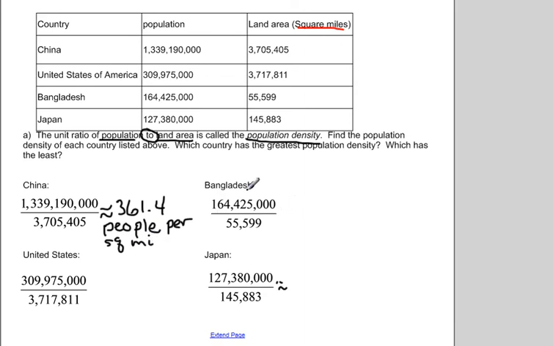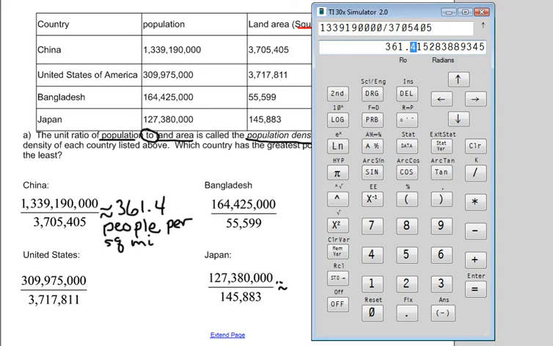Now if we take a look at Bangladesh, let's see how Bangladesh compares to China. So if we pull our calculator up again, and we're going to clear this out. So in Bangladesh, the population is smaller, 164,425,000. And we're going to divide that by the land area. Look how small the land area is, though, just over 55,000 square miles, so 55,599 square miles. And when we do that, we see, oh my goodness, Bangladesh's population density is almost 3,000, so 2,957.3 if we round that to the 10th place.